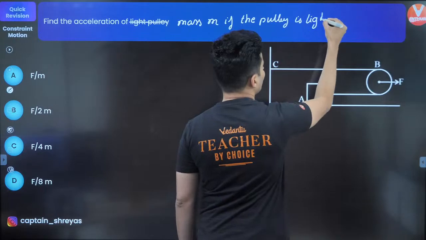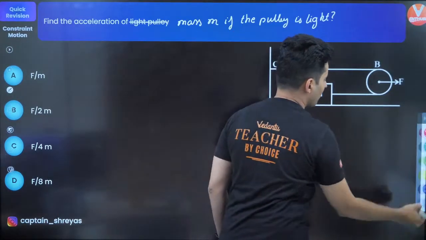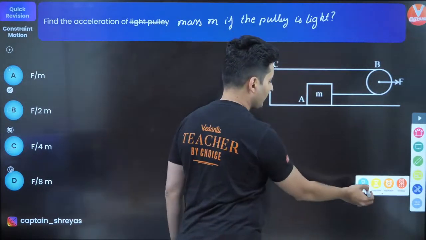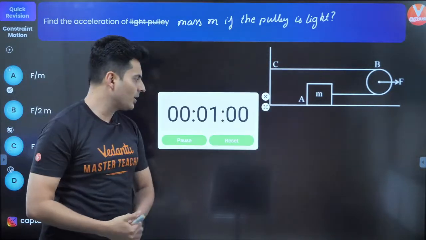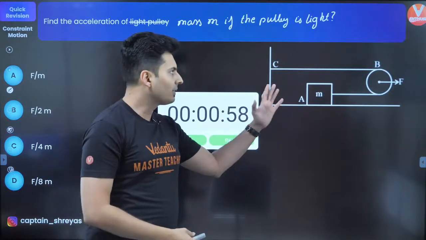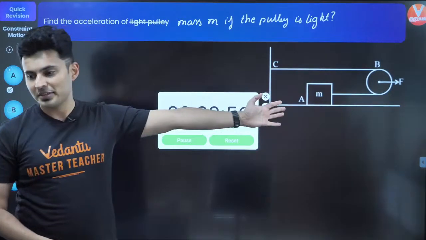Let's see how many of you can do this, and I will put up a timer of, let's say, a minute. This is an introductory question just to get you into the mood for constraint motion. Even without the knowledge of constraint motion, you can solve this.